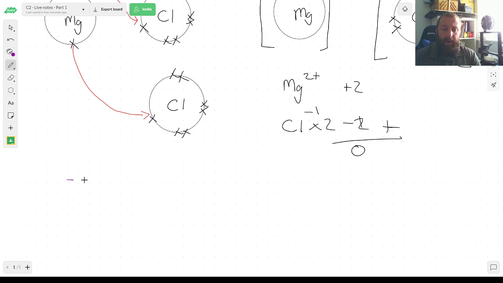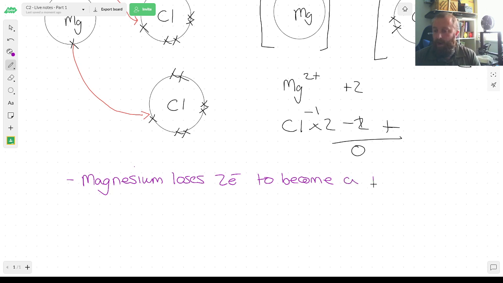So we're going to say magnesium loses 2 electrons to become a +2 ion. Now this isn't the only way of doing it. I could turn around and say magnesium loses 2 electrons to 2 chlorines, or that gets a little bit more confusing, but we could do it that way.